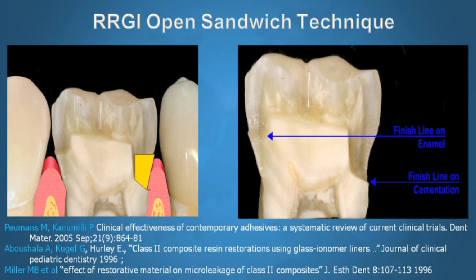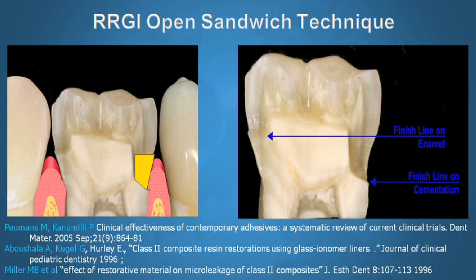Another use of resin modified glass ionomers is what we call the open sandwich technique. And I don't do this often, but it does have a value when you have a very deep proximal cavity, and you want to repair it.